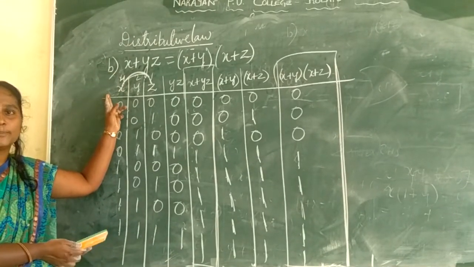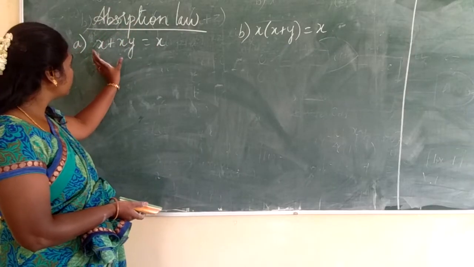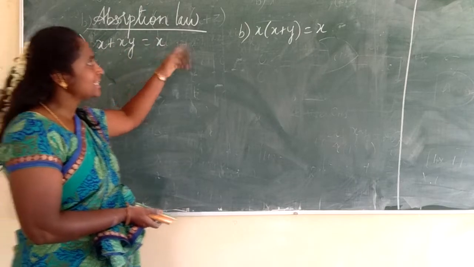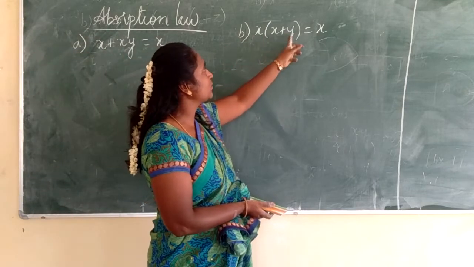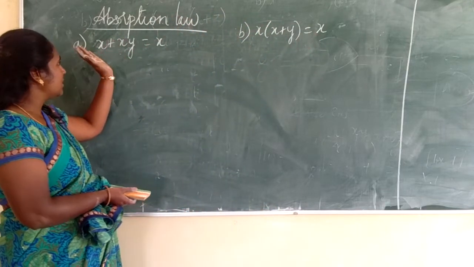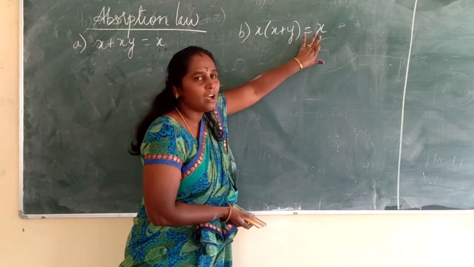Next law is the absorption law. In this law there are two rules. The first one is A: x plus xy is equal to x. The second one is x into (x plus y) is equal to x. You have to prove both conditions, that is, LHS is equal to RHS. Again here it is LHS equal to RHS.